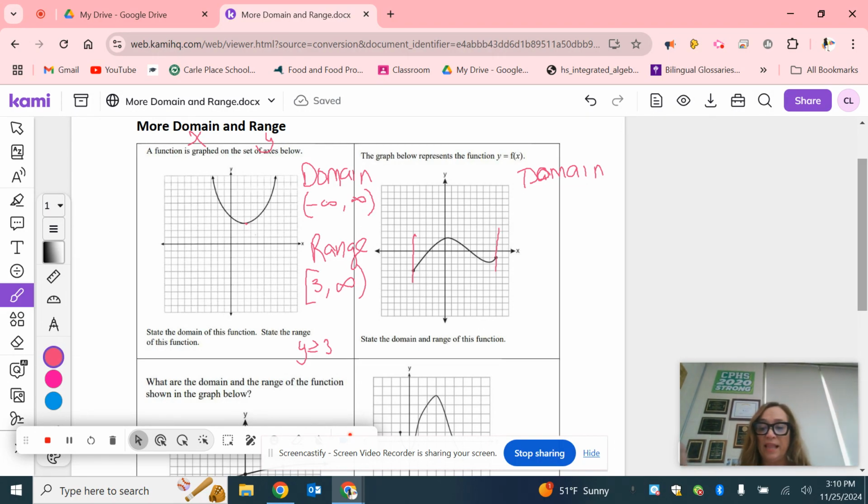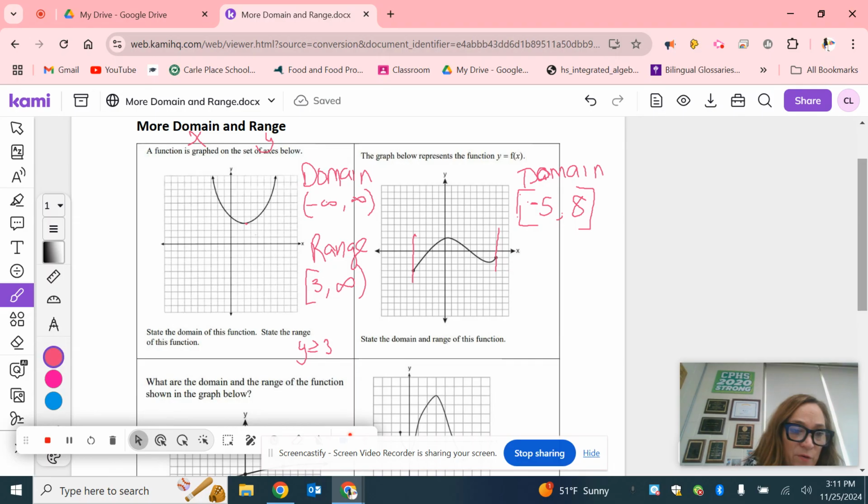So if I go to the left, okay, I'm going 1, 2, 3, 4, 5. It looks like negative 5. 1, 2, 3. So that's going to be negative 5. And since that's a closed circle, I'm using a square bracket. And it looks like it goes over to 8, but I'm going to double check that. 1, 2, 3, 4, 5, 6, 7, 8. And again, that's a closed circle, so that's a square bracket.